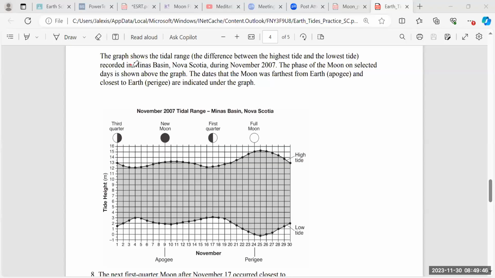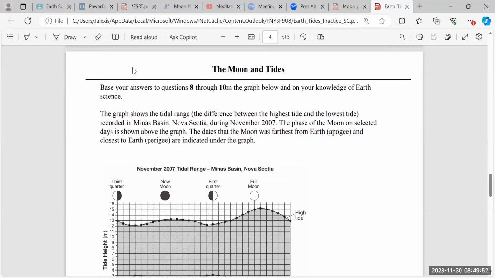All right, number 8. Base your answers to questions 8 and 10 on the graph below and on your knowledge of earth science. The graph shows the tidal range, the difference between the highest tide and the lowest tide, recorded in Millis Basin, Nova Scotia, during November 2007. The phase of the moon on selected days is shown above the graph. The days that the moon was farthest from Earth, apogee, and closest to Earth, perigee, are indicated under the graph.